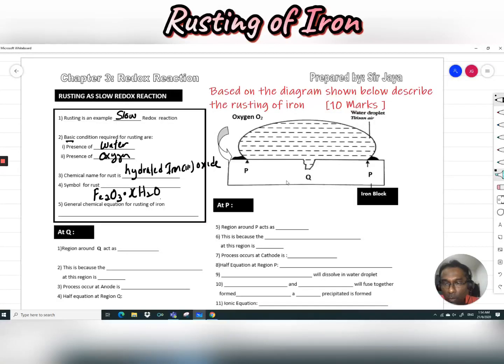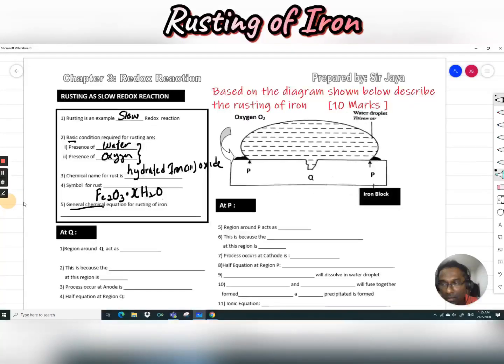XH2O. Why do we put the X? Because we don't know the concentration of water molecules or oxygen that attach to the rust particles. It depends on the concentration of water and oxygen molecules. Now we have to do the general equation. How to do the general equation for the rusting process?